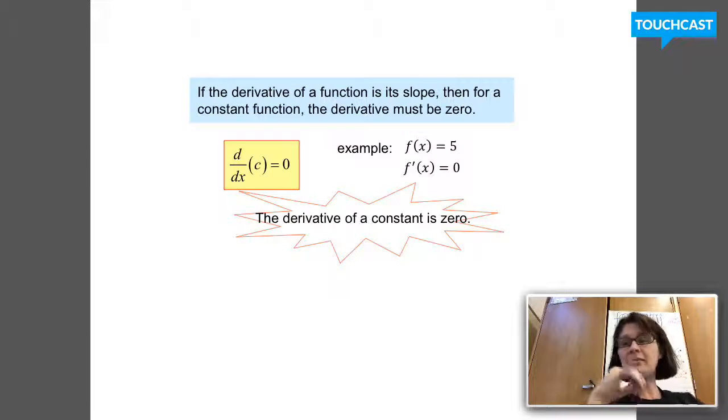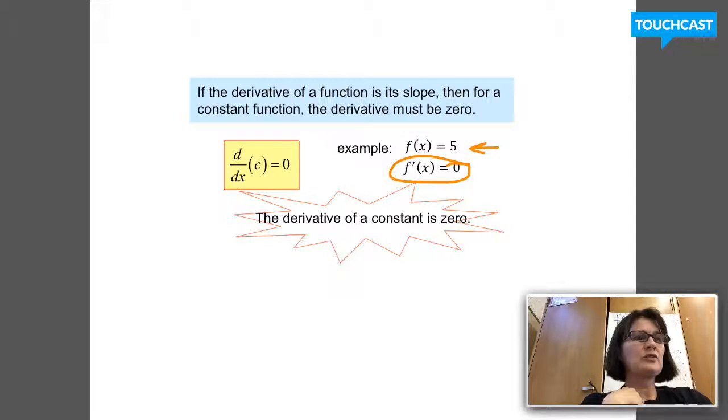So the derivative of any constant is the same as the slope of any constant function, which is 0. For the example on your paper, if I told you that f of x is 5, and I ask you what f prime of x is, f prime of x is 0. The derivative of any constant is 0.